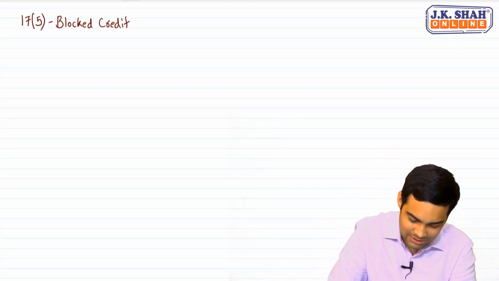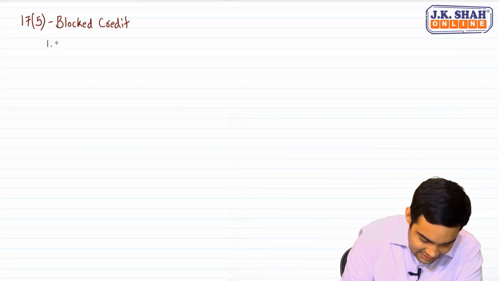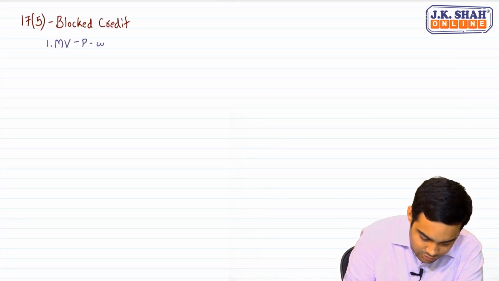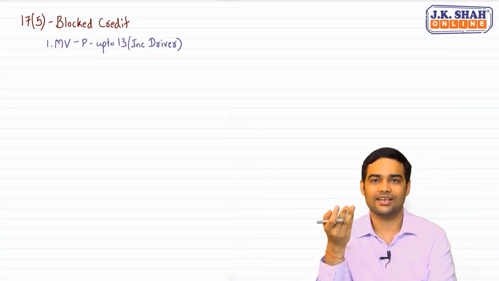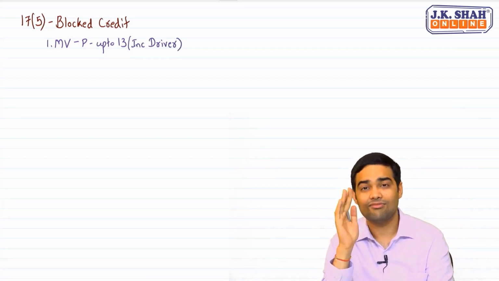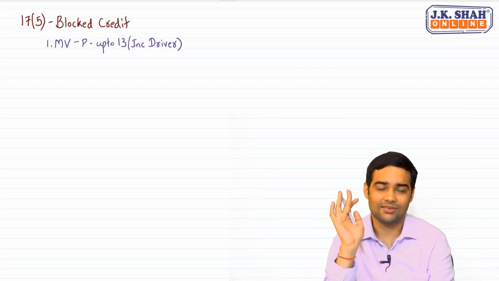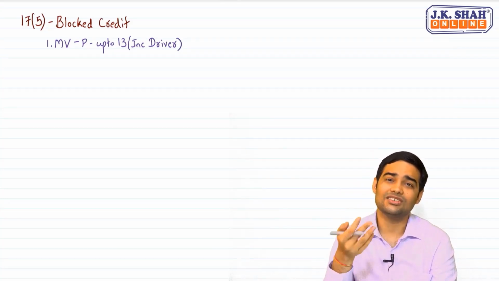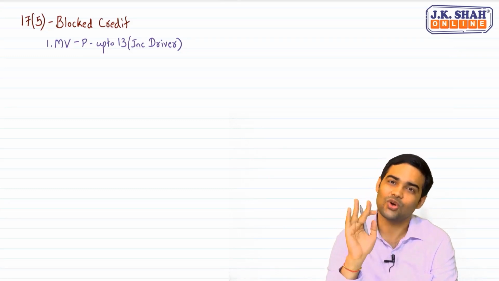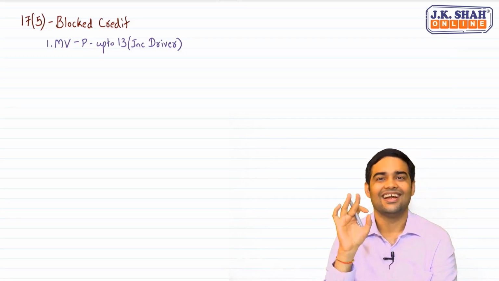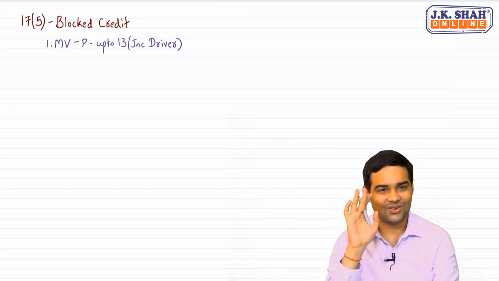The first thing which is mentioned in blocked credit is motor vehicle designed to carry passengers, and how many? Up to 13 passengers including driver. 13 including driver means 12 excluding driver. Throughout the law, government has used 12 excluding driver. This is the only place where government has used 13 including driver. Both mean the same. 12 excluding or 13 including is the same.